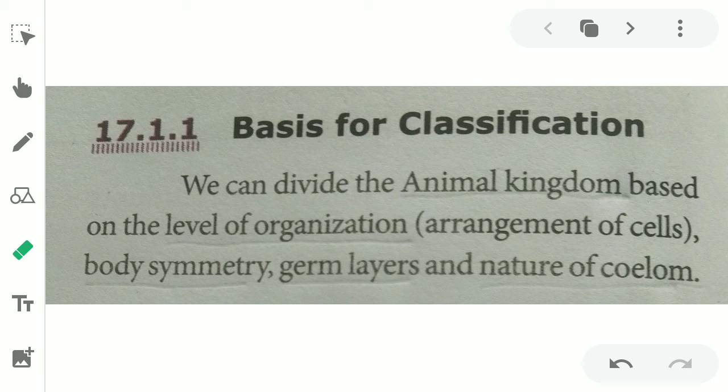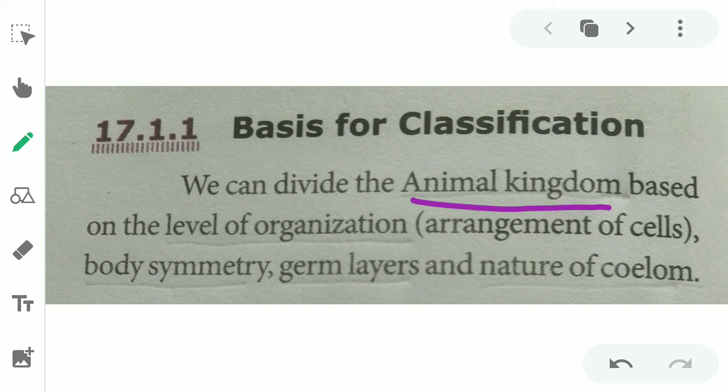Last class we saw the same unit in the classification of living organisms. In this video we are going to see the basis for classification. Taxonomy, we studied taxonomy last class. In taxonomy, the highest category of the taxonomy hierarchy is kingdom, in that, the animal kingdom. The animal kingdom is classified into many small groups.